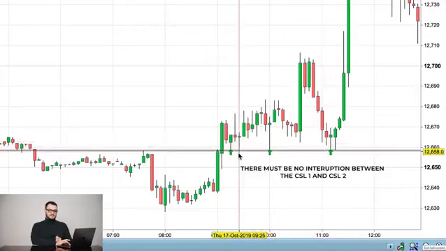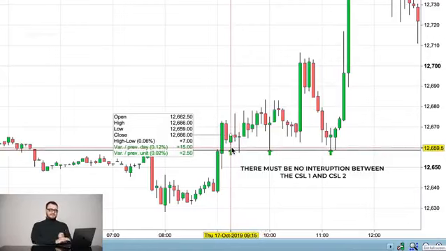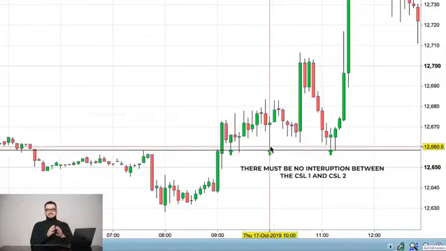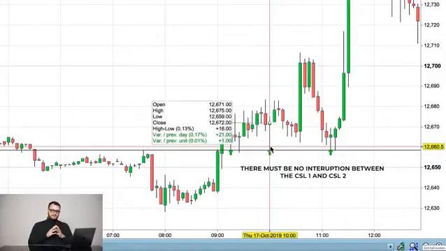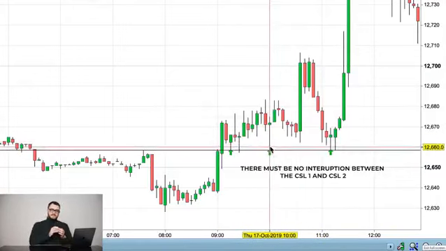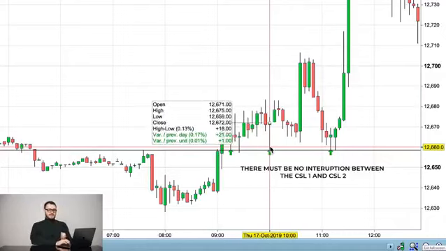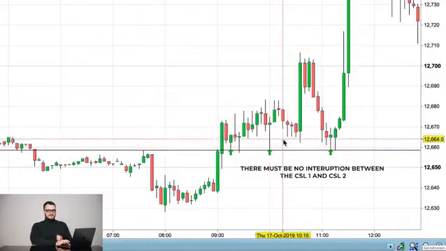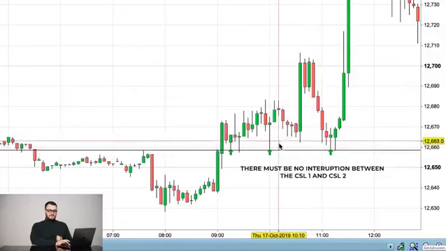Like this one here, this is a small false break of the level, but it's between the CCL and the CSL1, and that is acceptable. But the most important rule is the CSL1 and CSL2. They must be hitting the level right on the spot, point to point, and they must not have any interruptions in the middle of them.